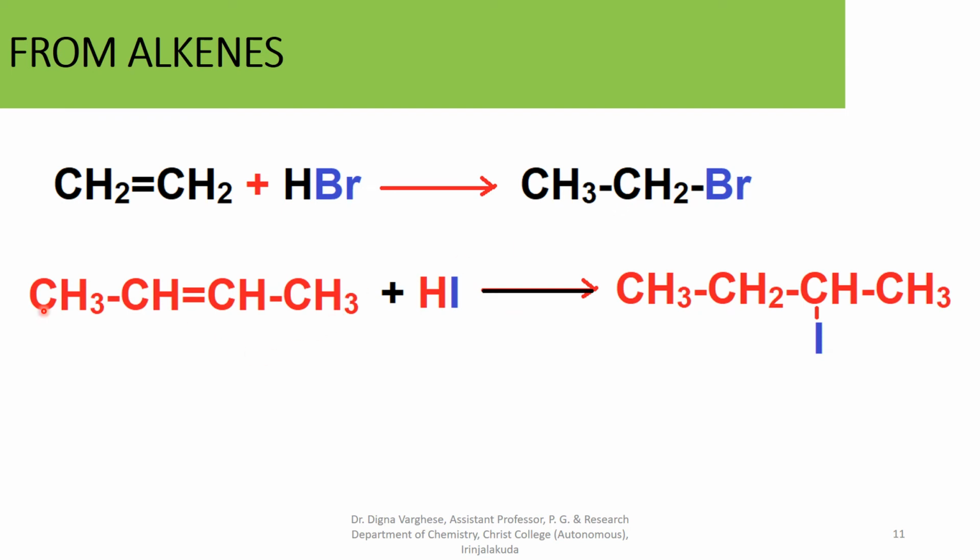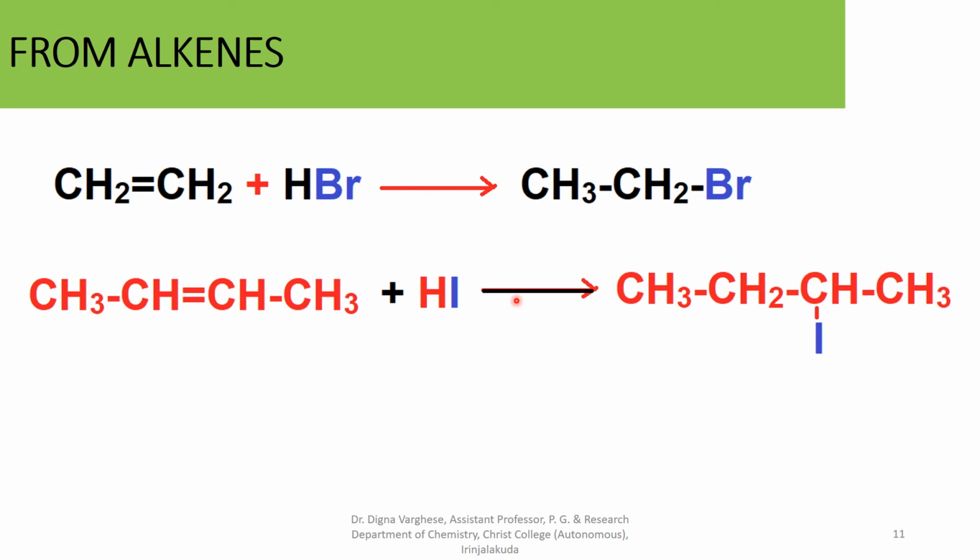Another example is 2-butene that reacts with hydroiodic acid. Here you can see the hydrogen atom can add to either carbon atom, or iodine can add to either carbon atom, because this alkene is symmetrical. So hydroiodic acid reacts with butene to form 2-iodobutane.